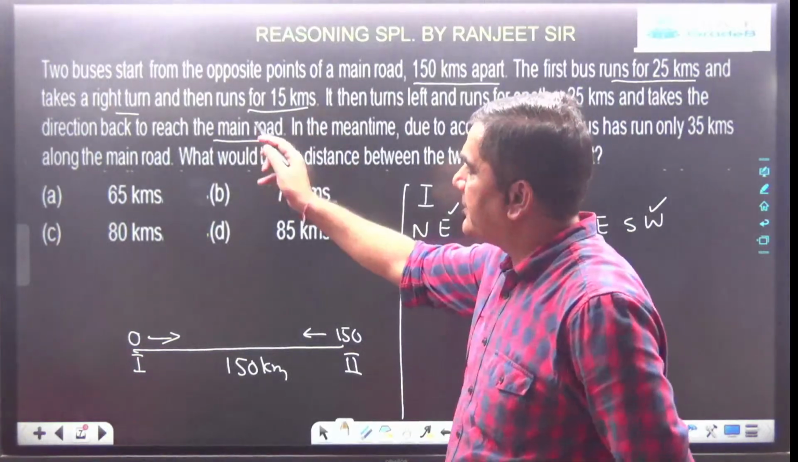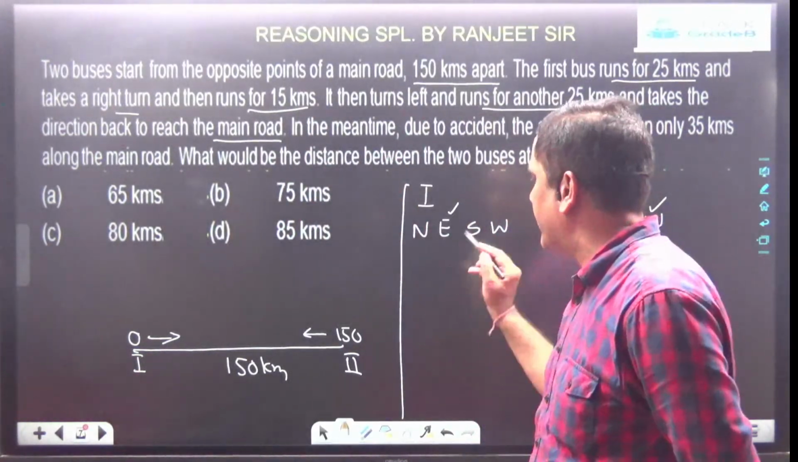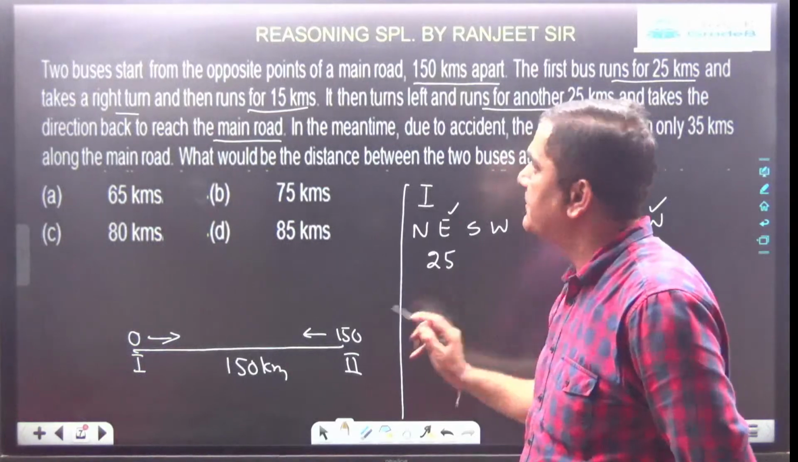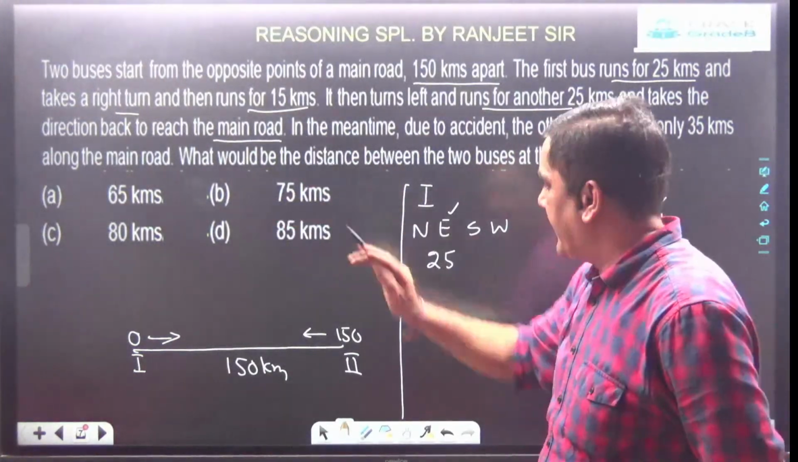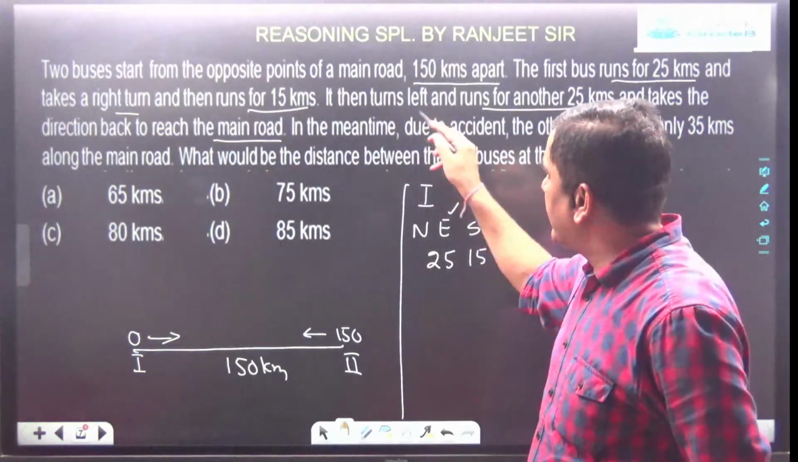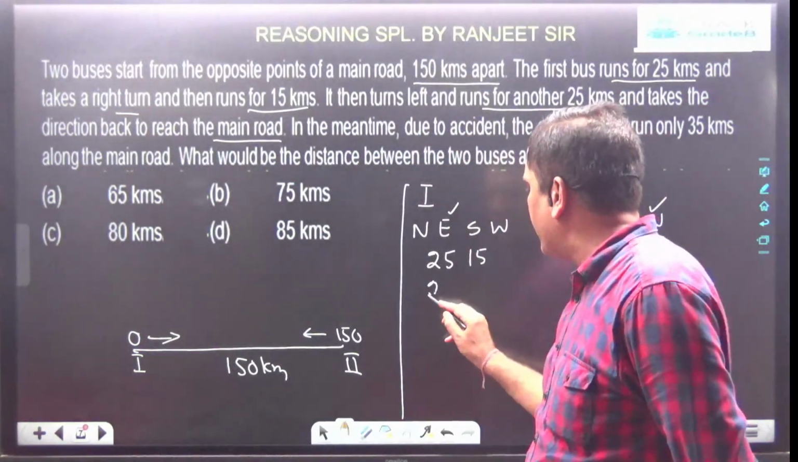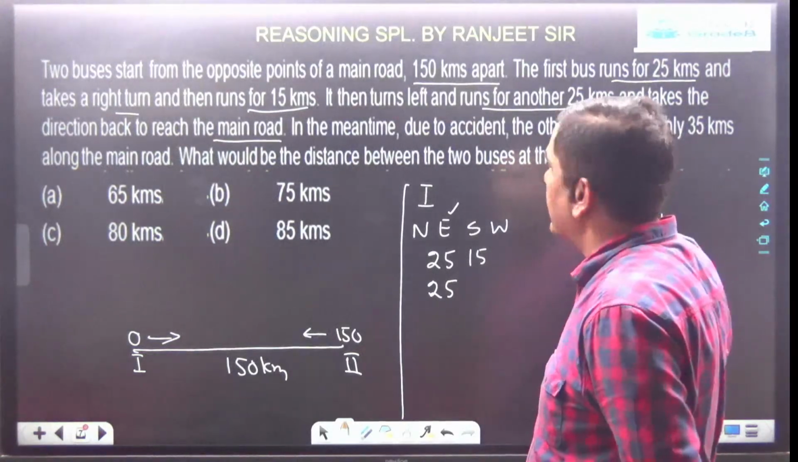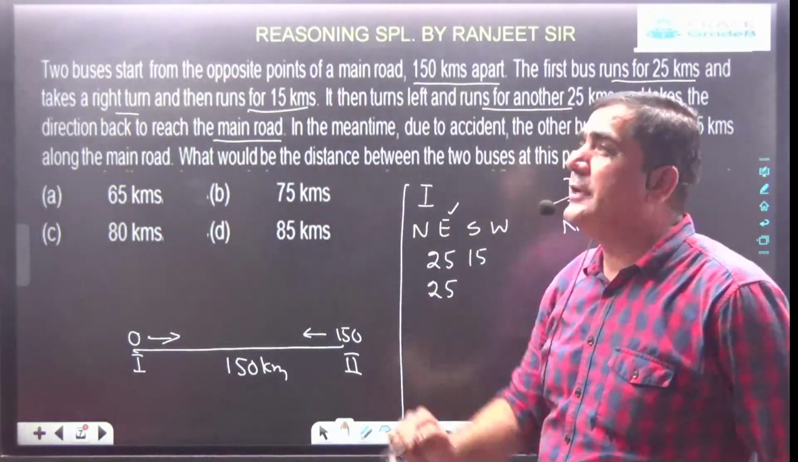Now the first bus has run for how many? 25 kilometer. So I will write 25 over east. Then it takes a right turn. Right means south, and it runs for 15 kilometer. It then turns left and runs for another 25 kilometer. And it takes the direction back to reach the main road.